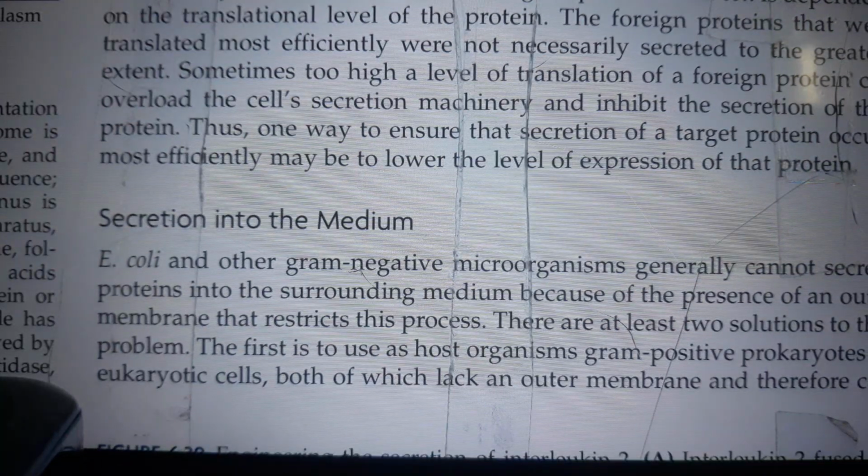In many cases, secretion of heterologous proteins in E. coli is dependent on the translational level of the protein, and the foreign proteins that were translated most efficiently were not necessarily secreted to the greatest extent. Sometimes too high a level of translation of a foreign protein can overload the cell secretion machinery and inhibit the secretion of the protein. Thus, one way to ensure the secretion of a target protein occurs most efficiently may be to lower the level of expression of that protein.